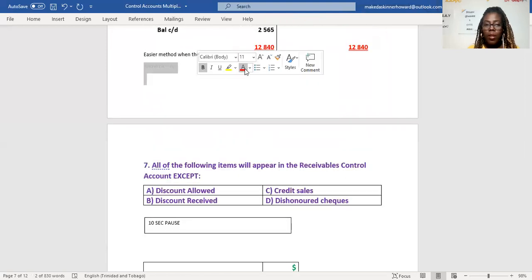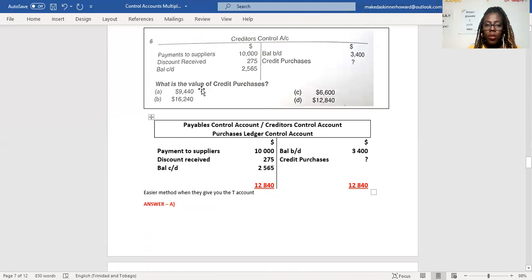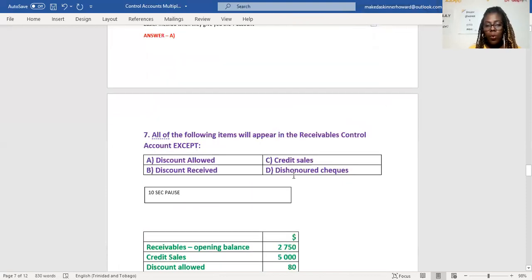You do the maths and let me know in the comments if you are getting 9,440 as your answer. That is the credit purchases. And of course, you can use the equation format, but I find like when they give you the T account, it's easier just to total the T account, as I said, and find out what is missing.